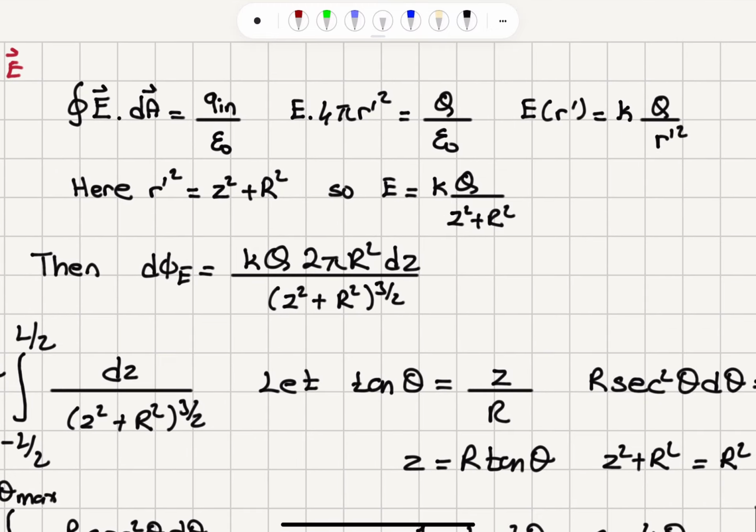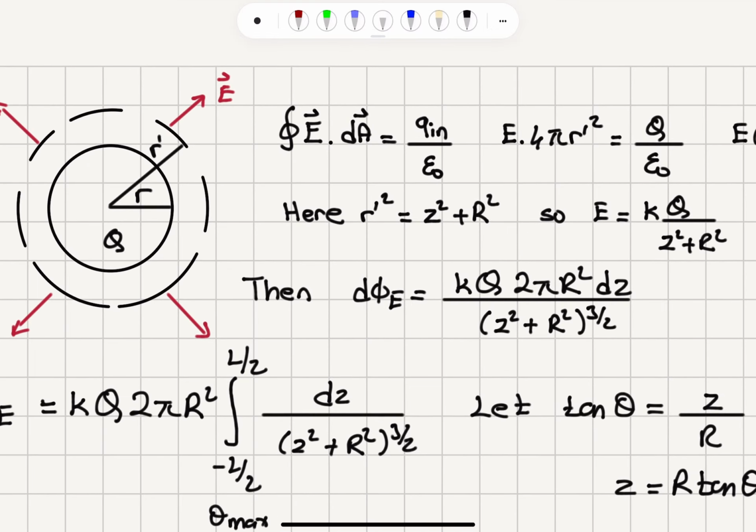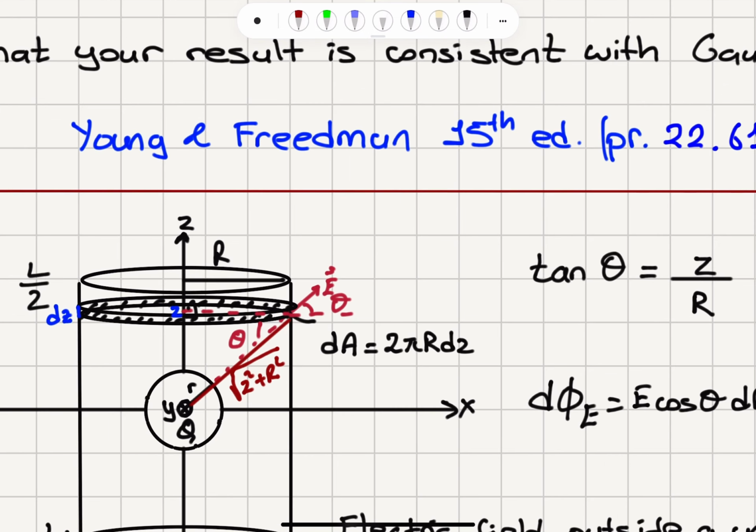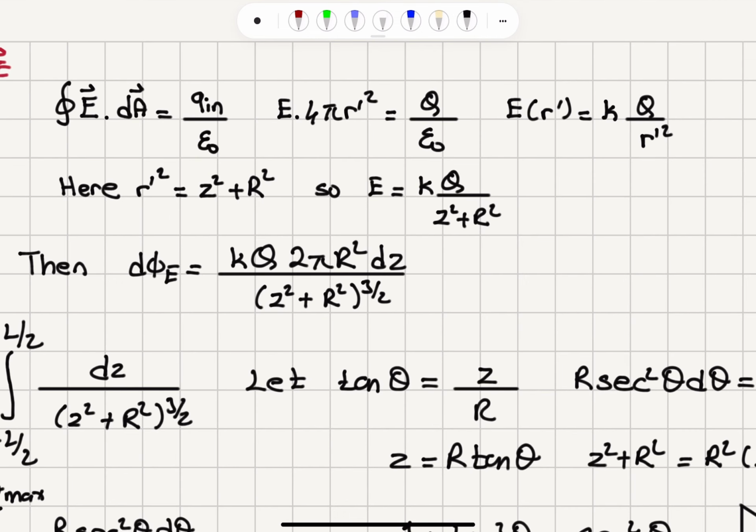So we find that the electric field is kQ over r prime squared, where r prime is the radial distance from the center of the sphere to the point where we want to know the electric field outside of the sphere. So it is the square root of z squared plus capital R squared. So it is kQ over z squared plus capital R squared.